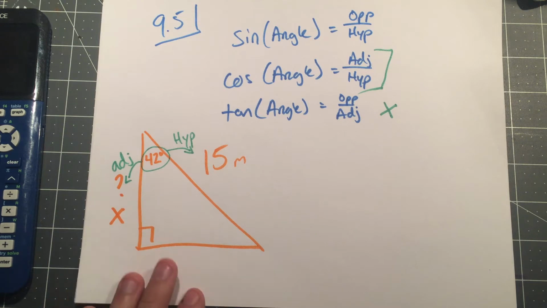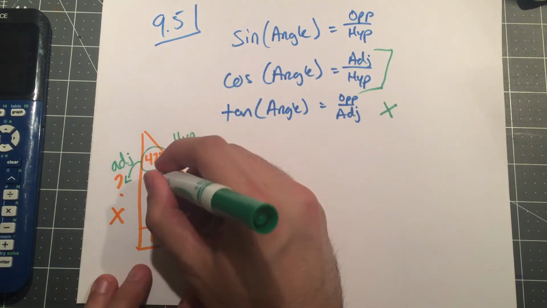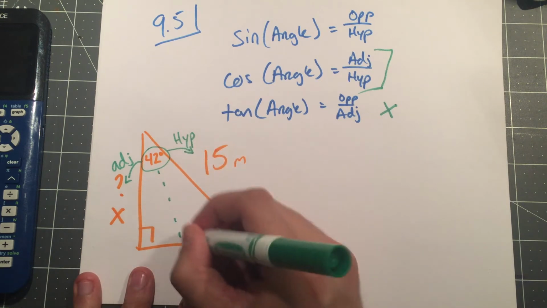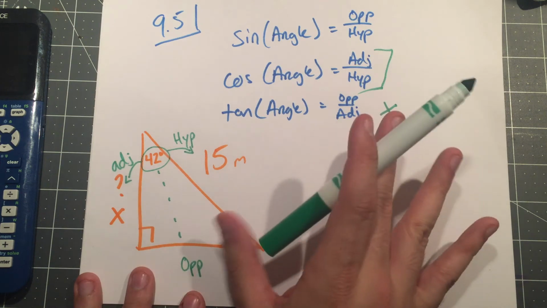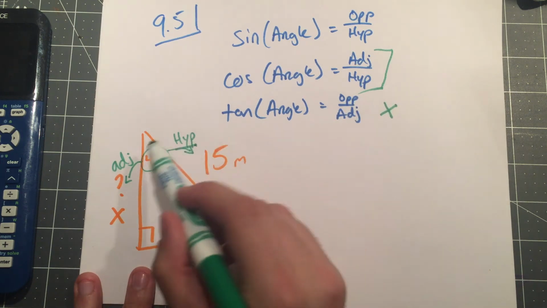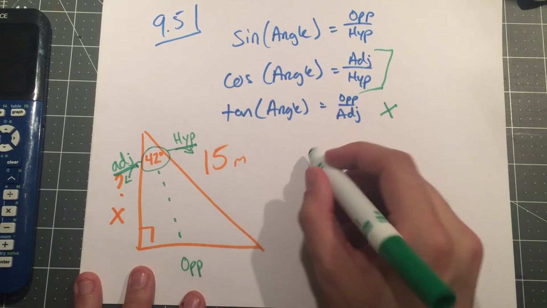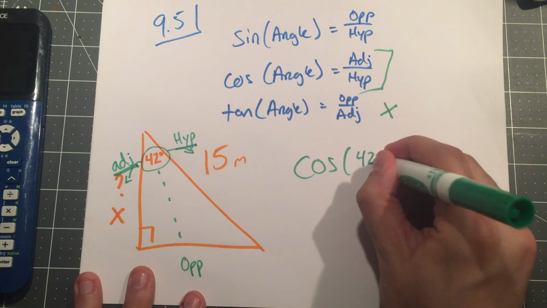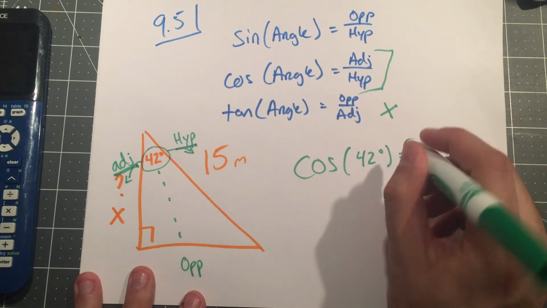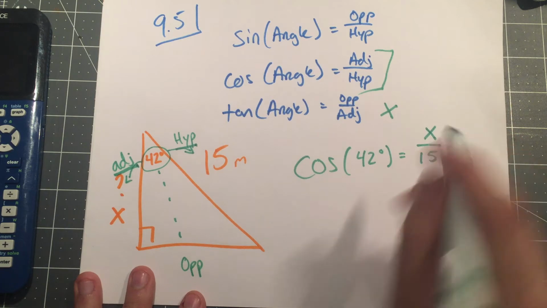There are times when we have the opposite, that's when we use sine, but right now I do not care about the opposite. I'm not looking for it, I don't have it, so that's a good indicator I won't be using it. I'm going to be using the hypotenuse and the adjacent, which means I have to use the cosine. So the cosine of an angle, that's 42 degrees, equals my mystery number over 15.